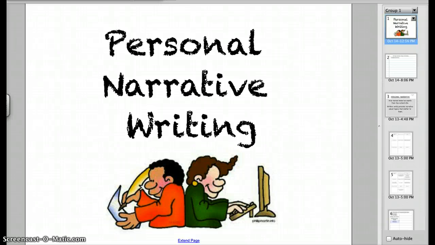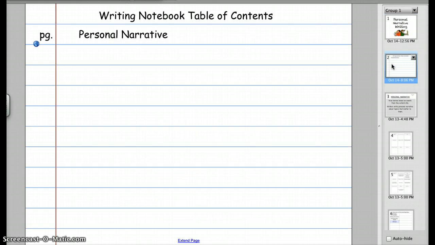Hello, today we're going to learn a little bit about personal narrative. Please take out your writing lessons notebook, turn to the writing section, and start out at the table of contents. Give it a page number, which should be the next page number in sequence, and write personal narrative.